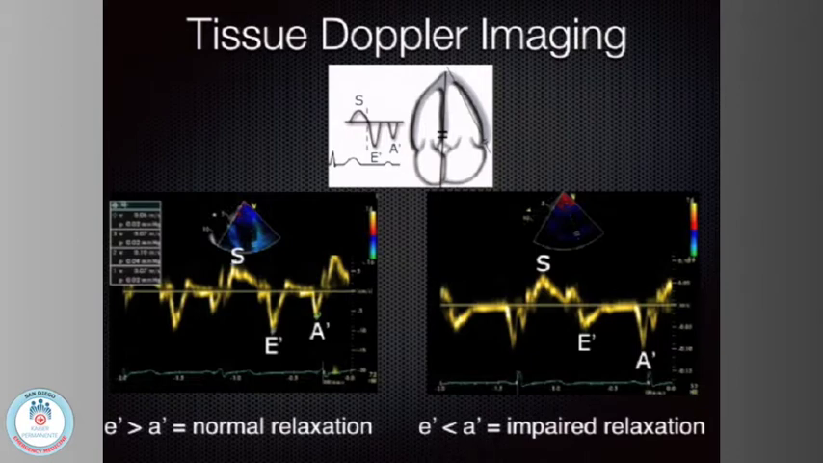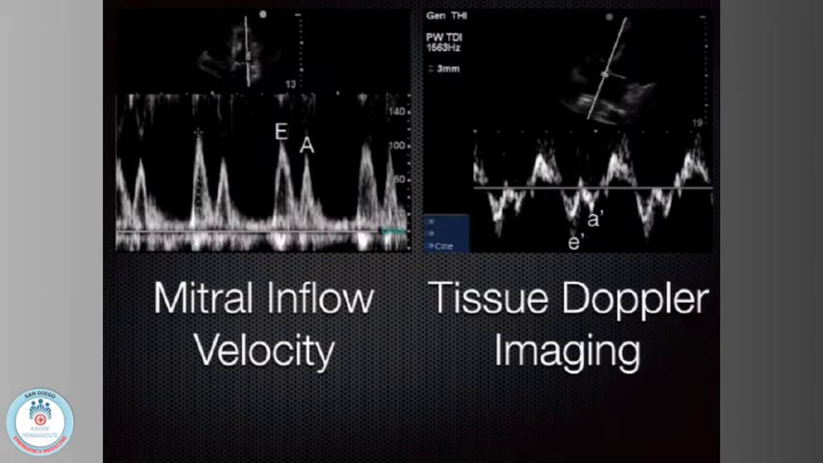For tissue Doppler of the E prime A prime, we put the tissue Doppler sampling gate here. Some people put it over here, but I think it's easier to put it right there. Then you get this E prime A prime, and normally E prime is greater than A prime, just like with pulse wave Doppler or the inflow velocities. When you get the opposite of that, you get impaired relaxation. When you put these two things together, the inflow velocities and the tissue Dopplers, in this case this is a normal diastolic function.